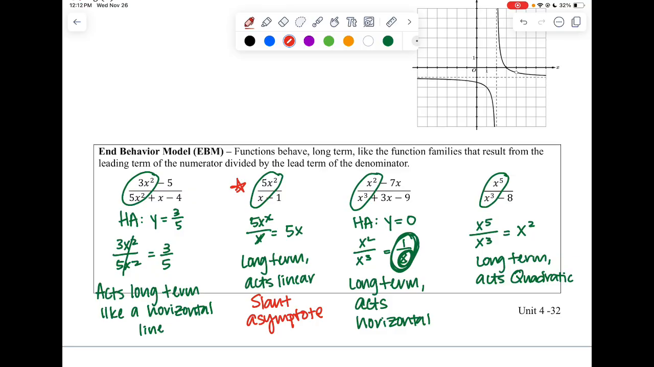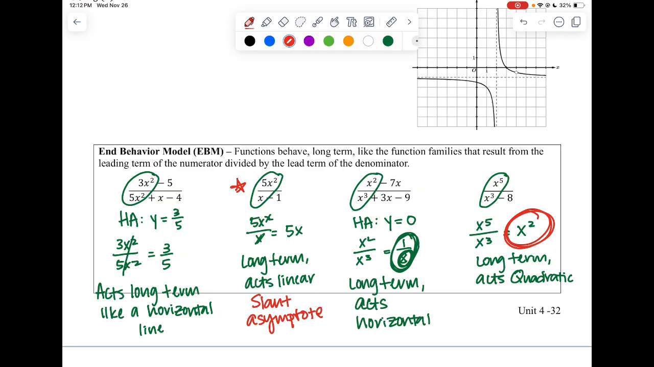Oh, I looked this up so that way I had something. If it acts non-linear long-term, for instance, like this one acted quadratic, we can call that an asymptotic curve. We're not really going to focus in on those, but I want you to know that long-term, these rational functions don't always have to act like a line. They can act other different ways.